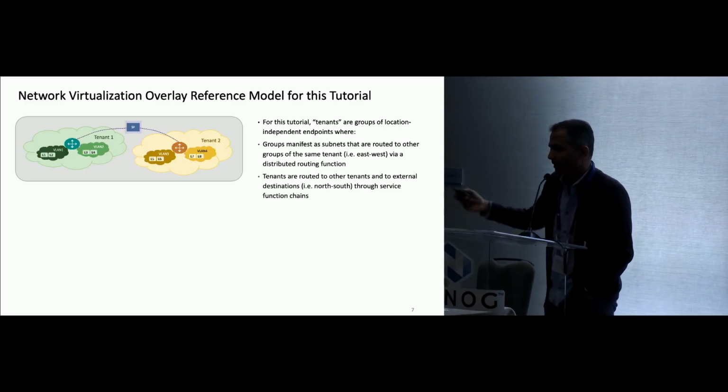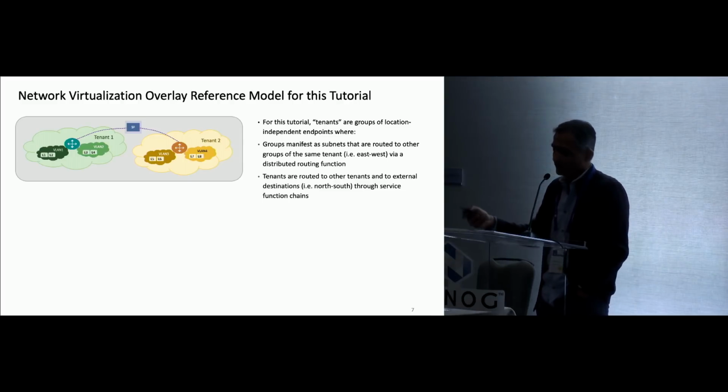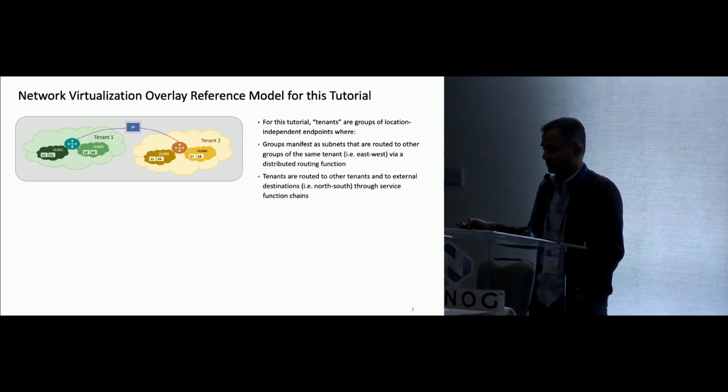Tenants can be routed to other tenants and to external destinations through service function chains. That's where we'll talk about service function chains, and this is what I refer to as north-south. So any extra-tenant traffic, to me, is north-south. At least for this tutorial, that's what we will refer to as north-south.